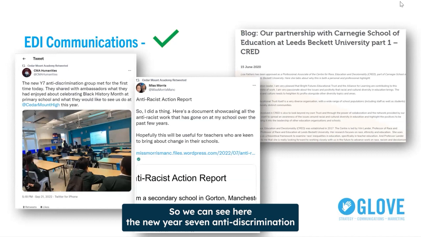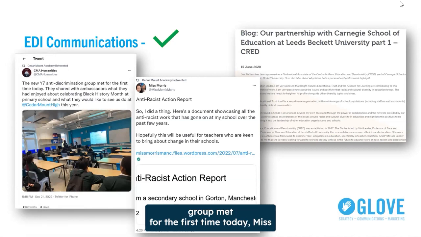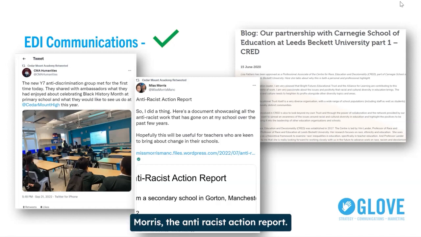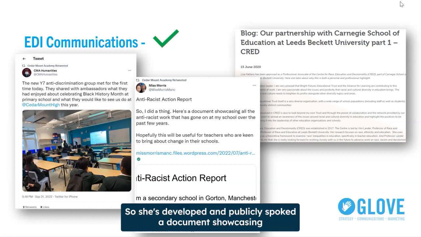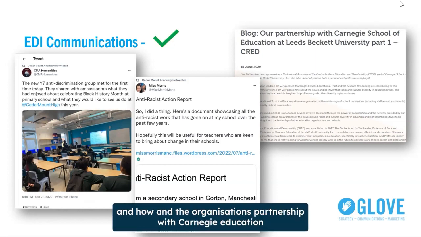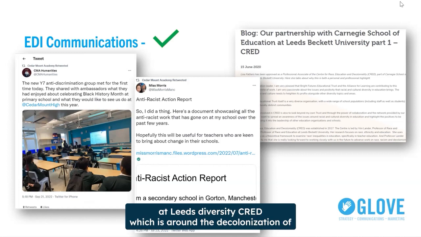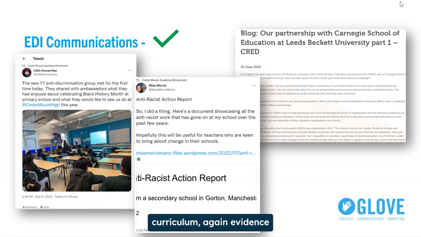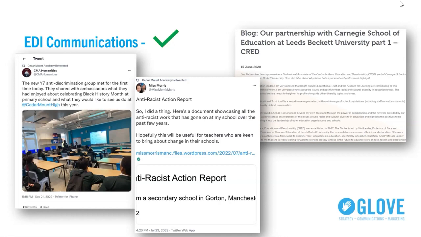So we can see here the new Year 7 anti-discrimination group met for the first time today. Miss Morris, the anti-racist action report. So she's developed and publicly talked about a document showcasing all the anti-racist work that's gone on at my school over the last few years. Superb. And then at a corporate level, how the organisation's partnership with Carnegie Education at Leeds University, CRED, which is around the decolonisation of curriculum. Again, evidence, talking about it. Really good practice to get out there and talk about the things that you're doing.